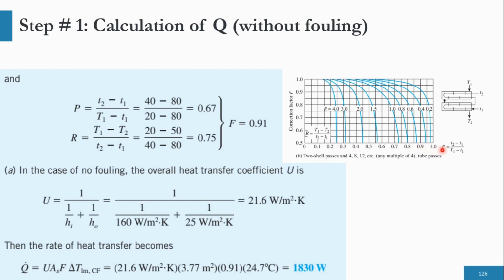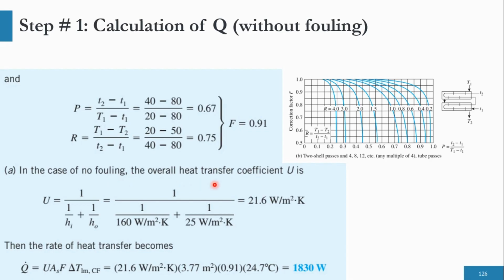On the x-axis, P is given. These lines represent the R value, and accordingly we get the correction factor, which is F. So for 0.67, and if you substitute the value of R from here, we get the answer as 0.9. If you just take a pencil and follow the curve, you will get your required answer. Accordingly, we get the value of F as 0.91.